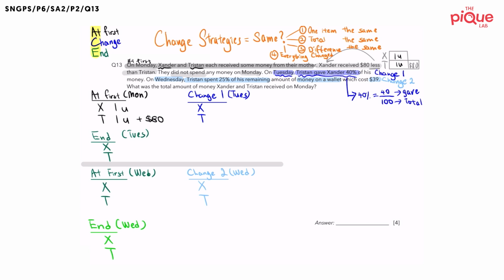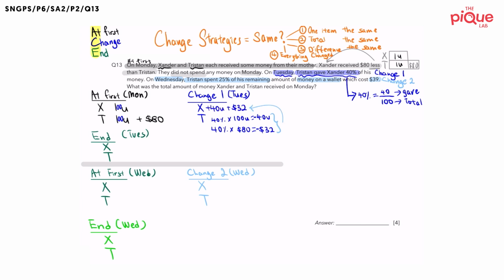So, Xander has 100 units, whereas Tristan has 100 units plus 80. Now let's handle change 1, which is Tuesday. Tristan gave away 40% of his money. 40% of 100 units is 40 units. 40% of $80 is $32. Both 40 units and $32 are transferred from Tristan to Xander.